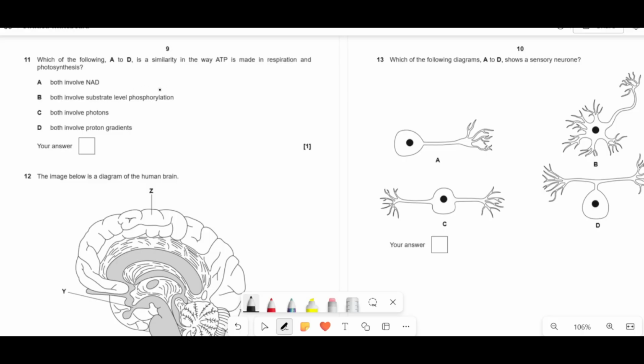So both involve NAD, that's not correct, because plants use NADP. Both involve substrate level phosphorylation. No, not really, because the light-dependent reaction doesn't do that. So no. Both involve photons. No, because we don't need light to do that. Both involve proton gradients is correct, like I just said.